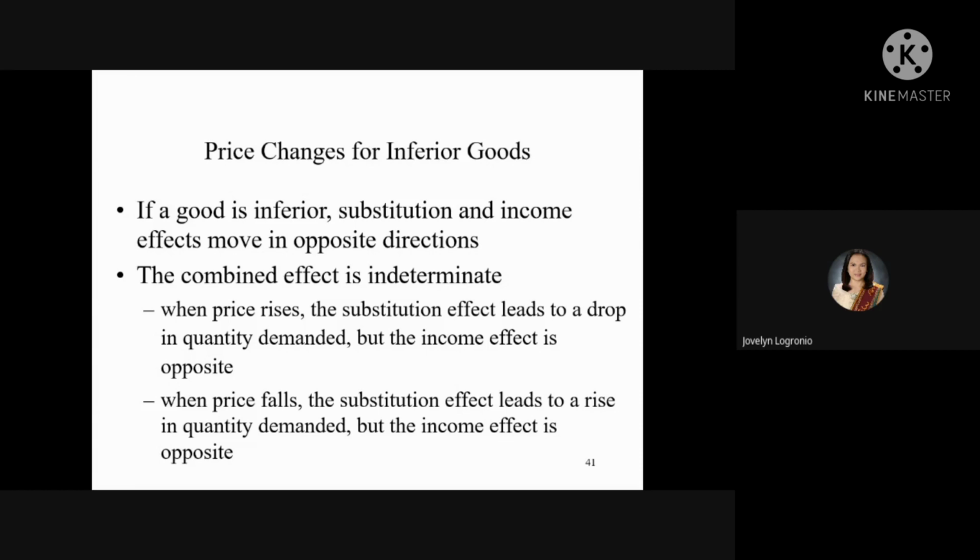But unlike kay normal good na okay, the same direction si substitution and income effect, then we can determine kung anong nangyari sa quantity purchased of the consumer of a certain good. Okay, so yun yung kaibahan ni inferior and normal goods.